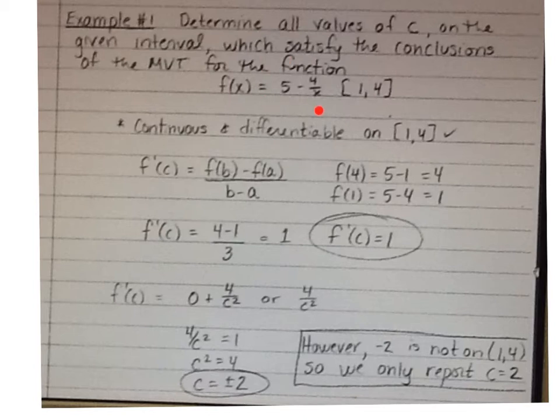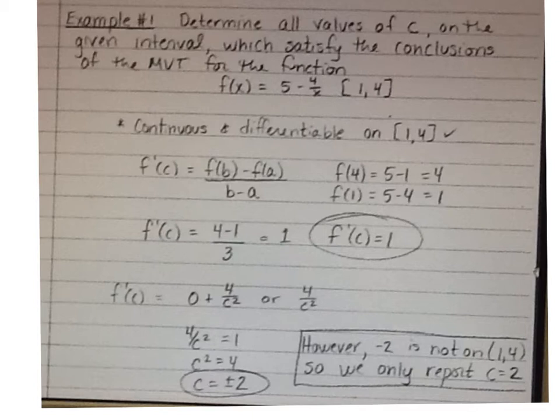It's the derivative evaluated at this number c. Well, the derivative of 5 minus 4 over x is 0 plus 4 over x squared. But I'm doing that at c, so I'm going to replace the x with a c. So 4 over c squared. So I'm left with f prime of c, there it is, equaling f of b minus f of a over b minus a, which is just the value of 1.